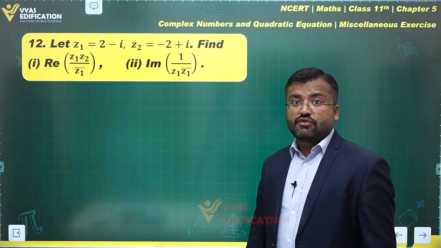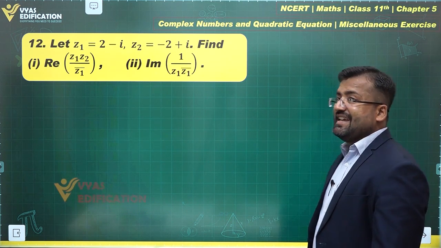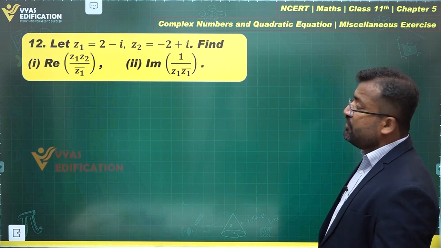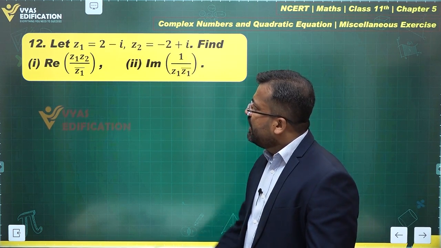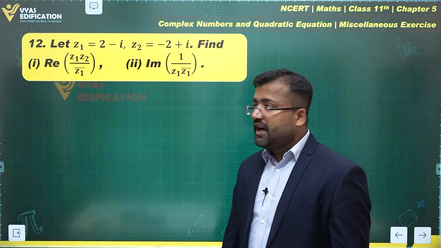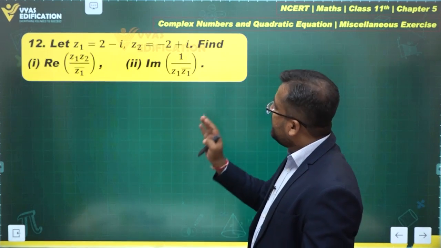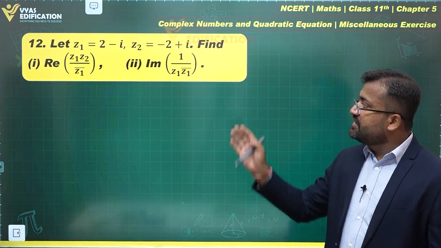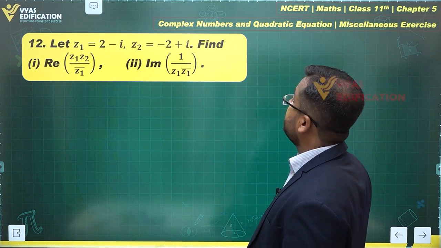Let's talk about this question next. Let z1 equal 2 minus i, z2 is equal to minus 2 plus i, and we are supposed to find the two parts of this question. In the first part, we are supposed to find the real part of some expression depending on z1 and z2. And in the second part, we are supposed to find the imaginary part of some expression depending upon z1 and z1 bar.